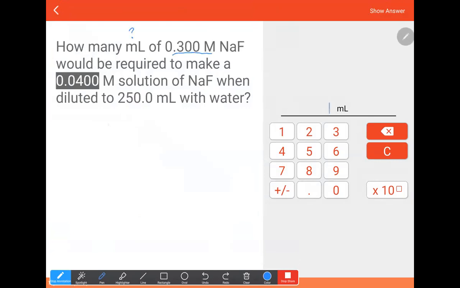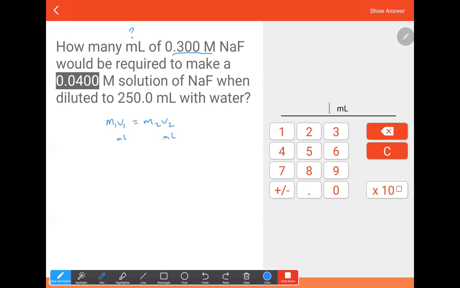Now remember, with this M1V1 equals M2V2, one of the nice things is we can convert everything to liters, but if one volume's in milliliters and you're solving for milliliters in the other one, you do not have to change those units. And that's what it looks like we have here.